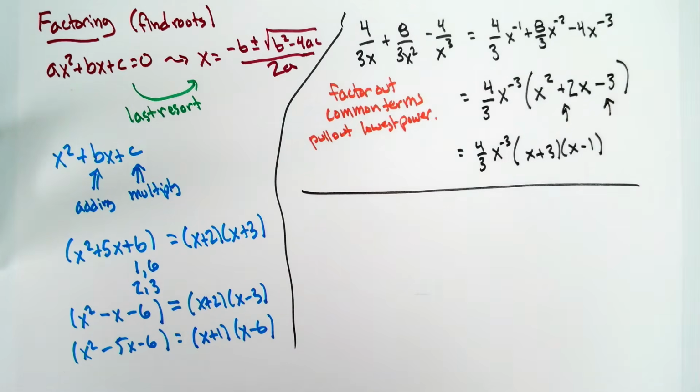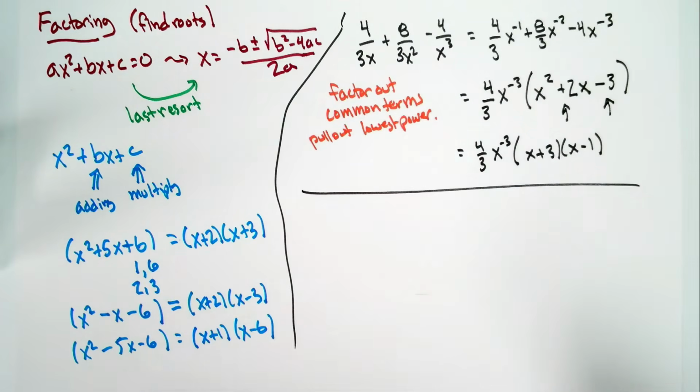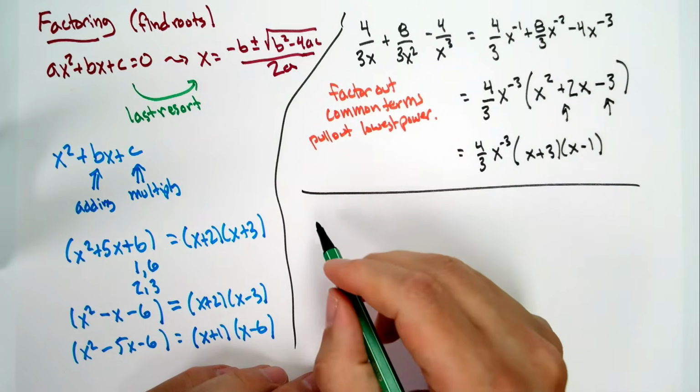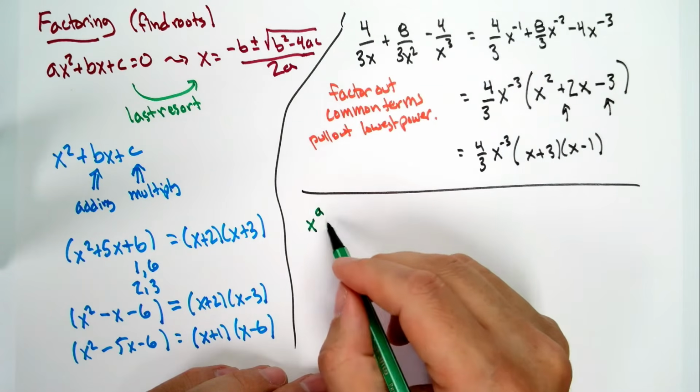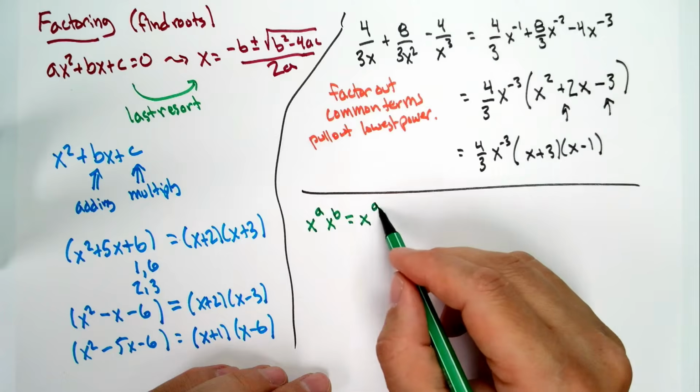Now, we actually did something up here, which was that we were working with powers. We said, oh, look, you combine powers together. So let's write down some basic rules. If you have x to the a times x to the b, that's the same as x to the a plus b.